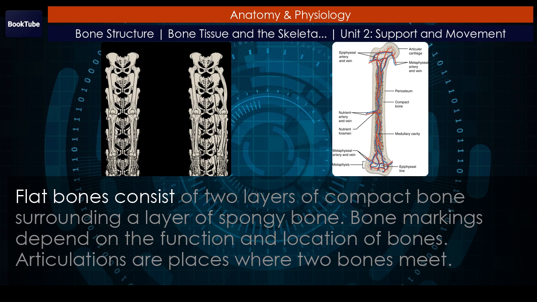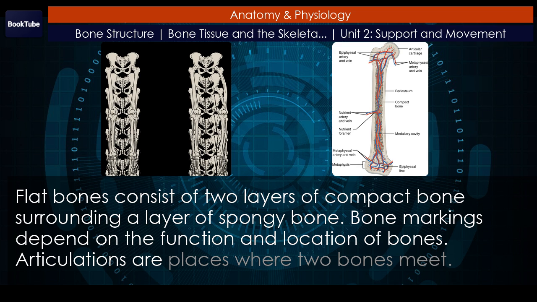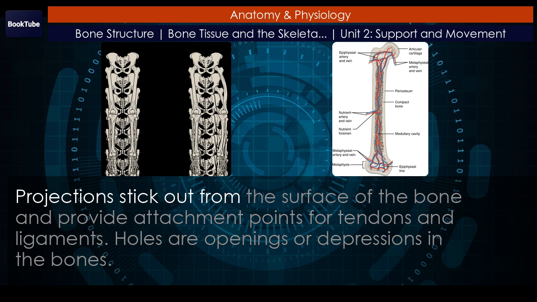Flat bones consist of two layers of compact bone surrounding a layer of spongy bone. Bone markings depend on the function and location of bones. Articulations are places where two bones meet. Projections stick out from the surface of the bone and provide attachment points for tendons and ligaments. Holes are openings or depressions in the bones.